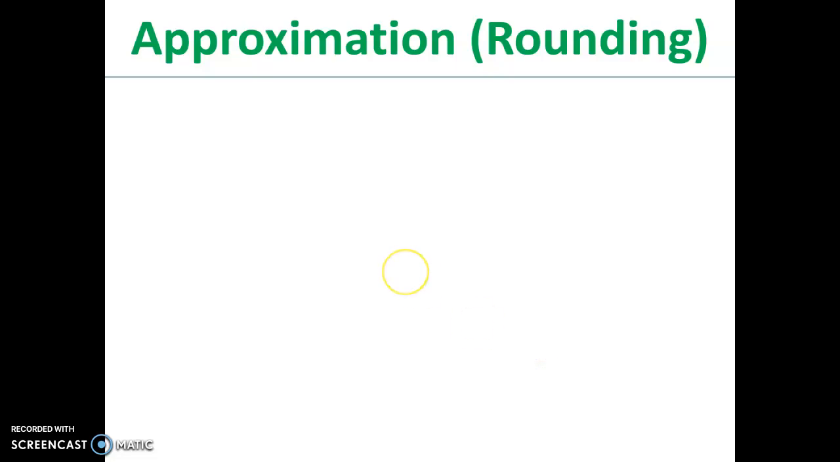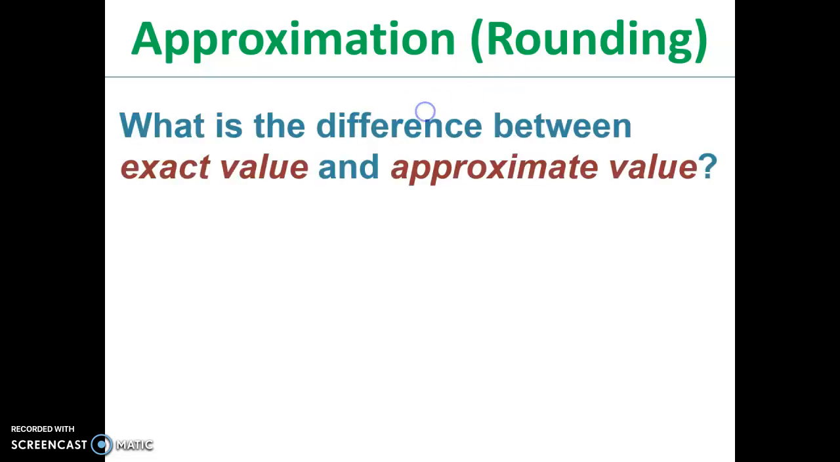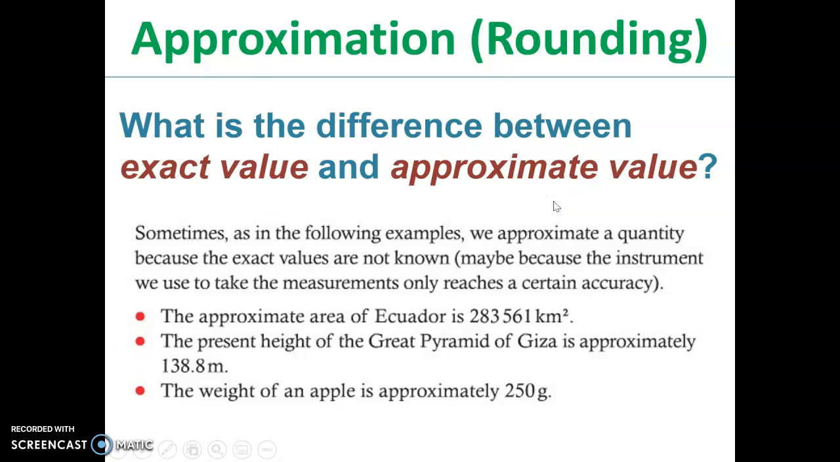Okay, moving on. So now that we've talked about significant figures, there's also the idea of approximation and rounding, which kind of goes with that. So if you have something that can measure to a high degree of precision, we can still round and then decrease the number of significant figures. And that's kind of what this next section is about. So what is the difference between an exact value and an approximate value? Well, sometimes, as in the following examples, we can approximate a quantity.